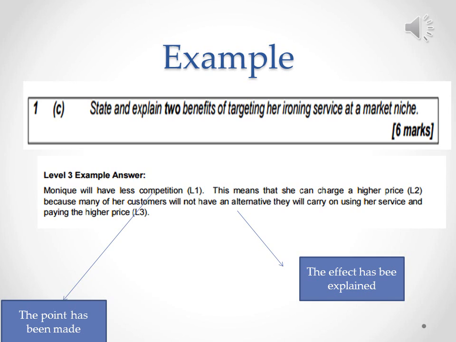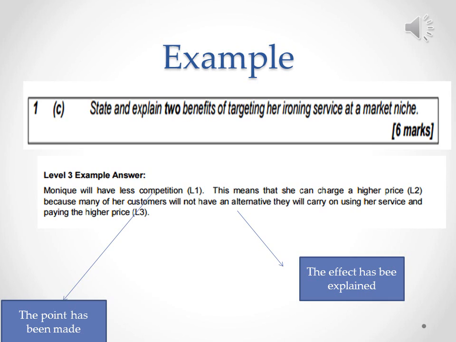So what are the benefits of targeting your ironing service at a market niche? You don't need to define anything, you just go straight in. So Monique will have less competition. Again, Monique, there's your context. That's a point that you're making. You then have to explain it, the effect that this has. This means that she can charge a higher price. So as a result of having less competition, she could charge a higher price. This is because many of her customers will not have an alternative. They will carry on using the service and paying the higher price.